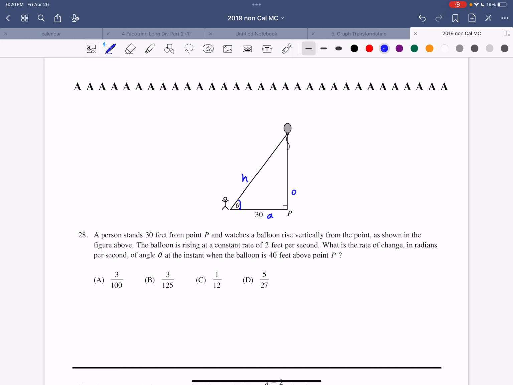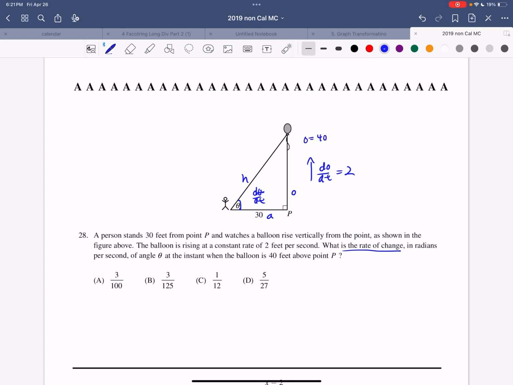A balloon is rising at a constant rate of 2 feet. So dO/dt is equal to 2. What is the rate of change, in radians per second, that you're trying to find? You're trying to find d theta/dt at the instant when the balloon is 40 feet above the ground. So you're trying to find it when O is equal to 40, okay?